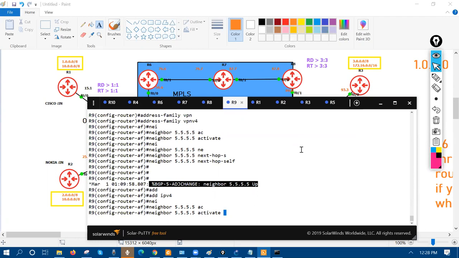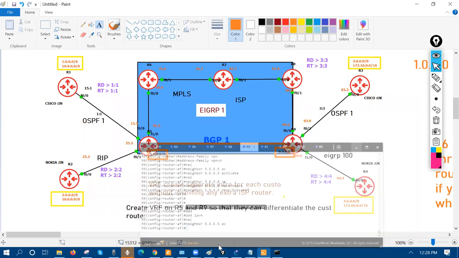You didn't configure the route distinguisher yet, right? No, I didn't configure it. Okay. This point is clear. Now, what is the next thing we have to do? Okay, I'll just copy this configuration.